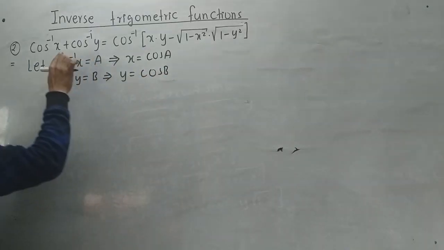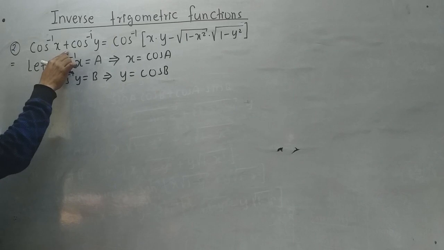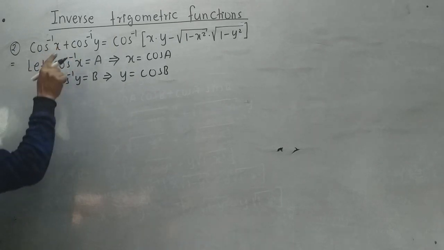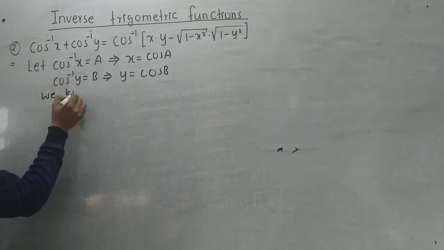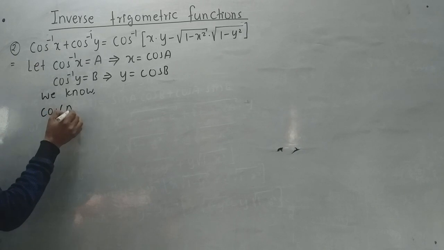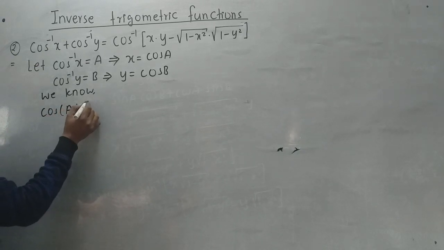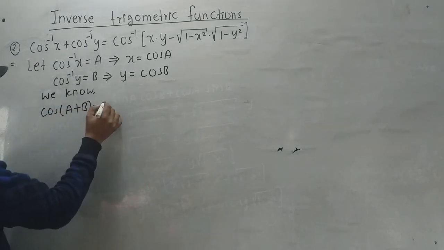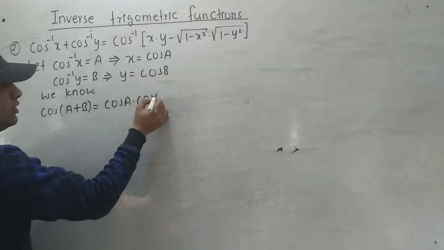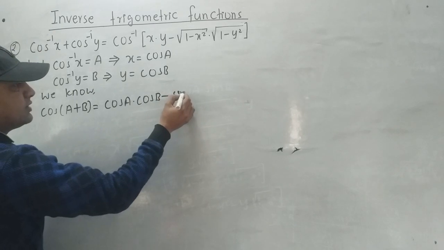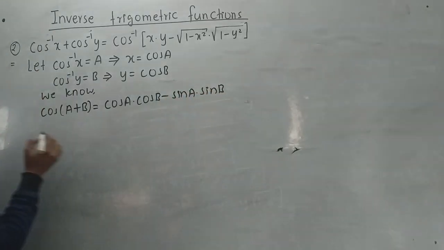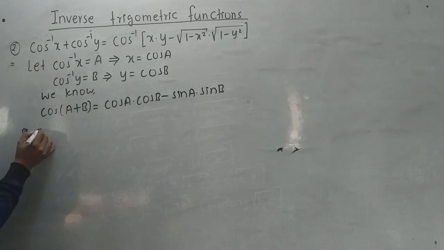Now here it is plus, and the problem relates to the cos inverse formula. So we are going to apply the formula for cos A plus B. Let me explain the formula: cos A plus B will be cos A times cos B minus sin A times sin B.